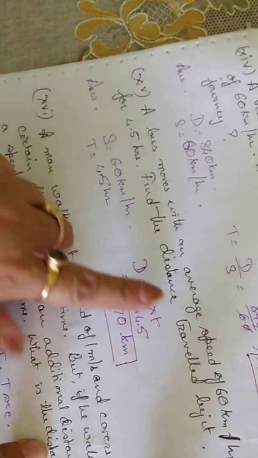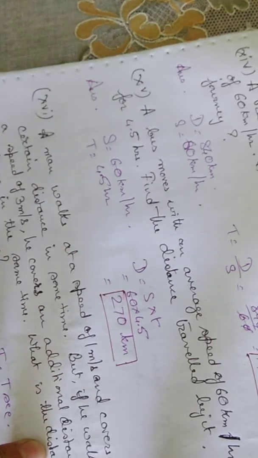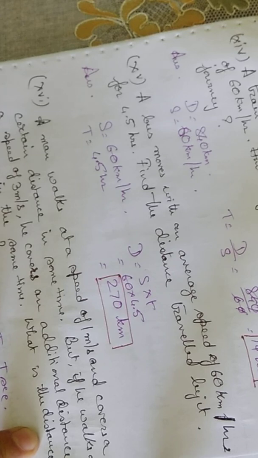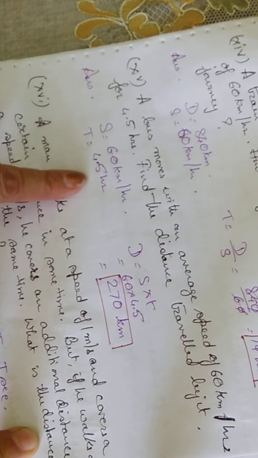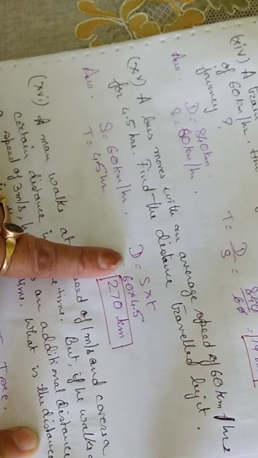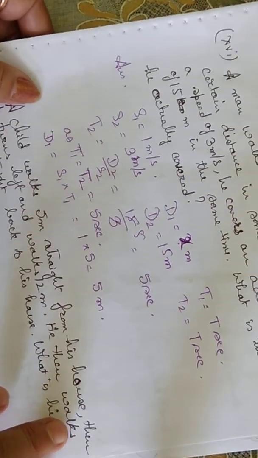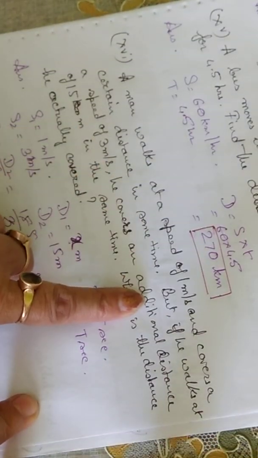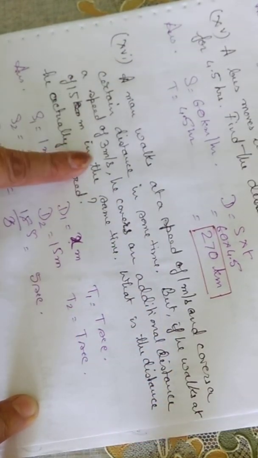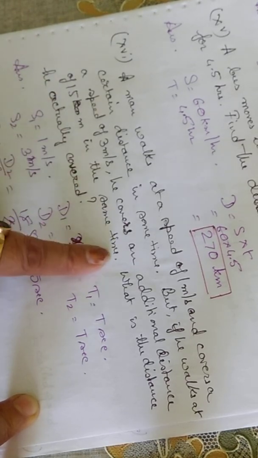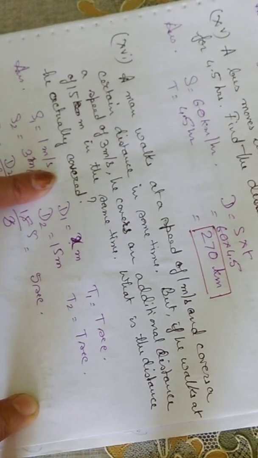Again, a bus moves with an average speed of 60 kilometers per hour for 4.5 hours. Find the distance traveled by it. So speed given is 60 km per hour and time is 4.5 hours. Distance is equal to speed into time, 60 into 4.5, that is equal to 270 kilometers. Again, a man walks at a speed of 1 meter per second and covers a certain distance in the same time. But if he walks at a speed of 3 meters per second, he covers an additional distance of 15 meters in the same time. What is the distance he actually covered?